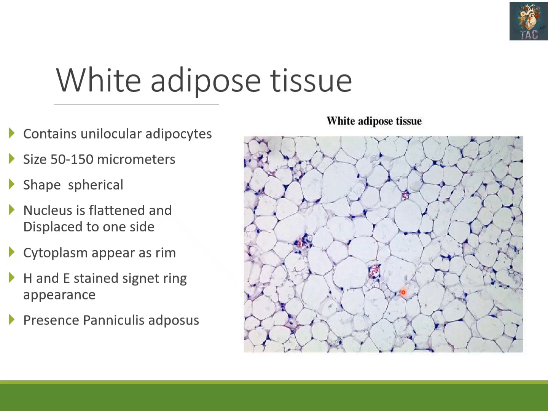In addition to these adipocytes, you can also appreciate the blood vessels which are present over here. An example of white adipose tissue is the panniculus adiposus, which is present in the deep fascia of the skin.